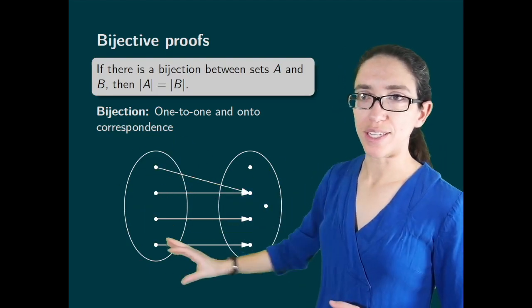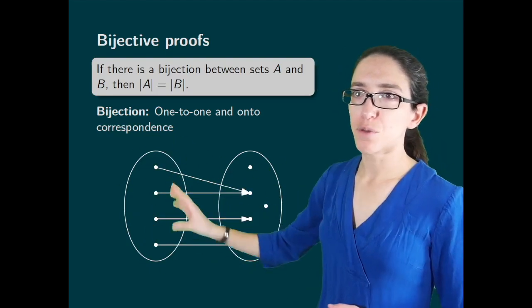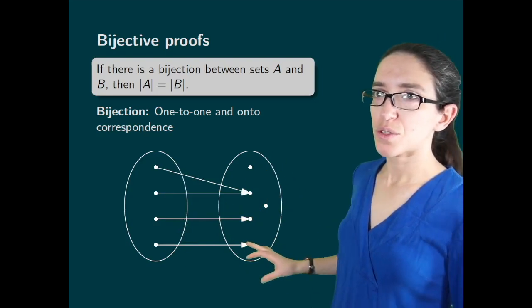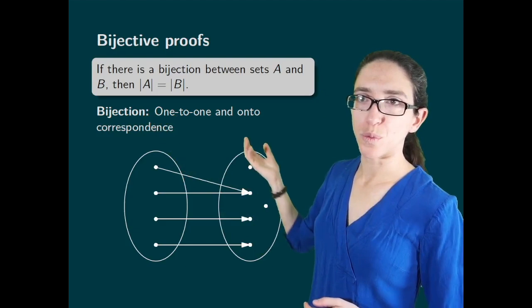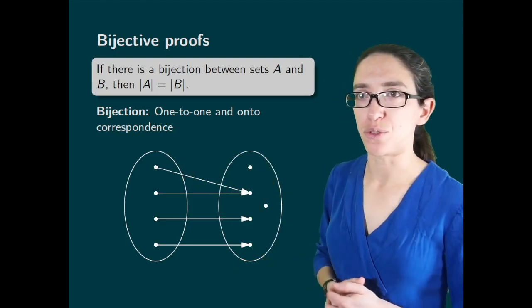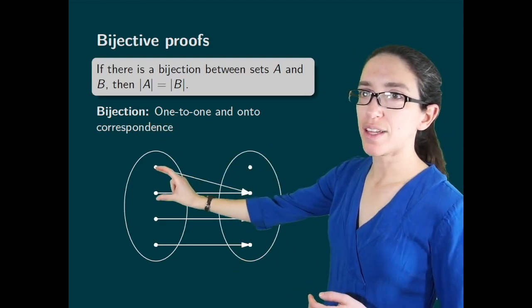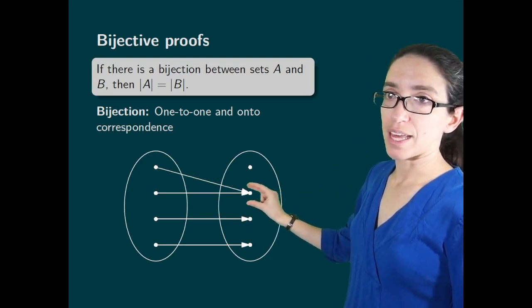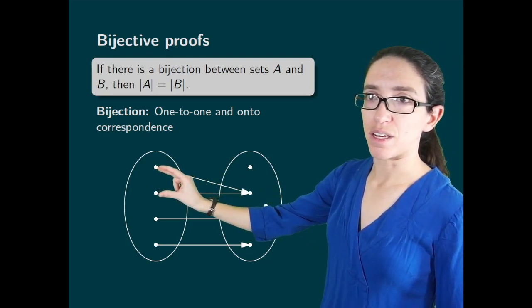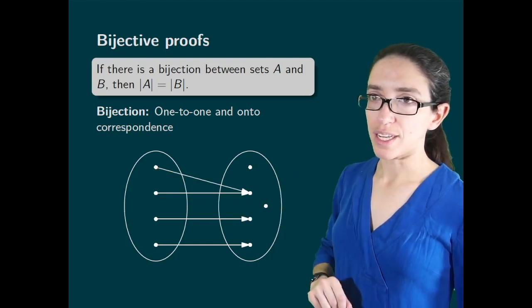So here I've drawn two sets in blob notation. This one has 4 elements and this one has 5 elements. So there's not going to be a correspondence between the elements. But to understand what these words one-to-one and onto mean, let's look at them visually. One-to-one means you're not allowed to have 2 points matched to the same point over here. 2 points in the first set have to go to different points in the second set.